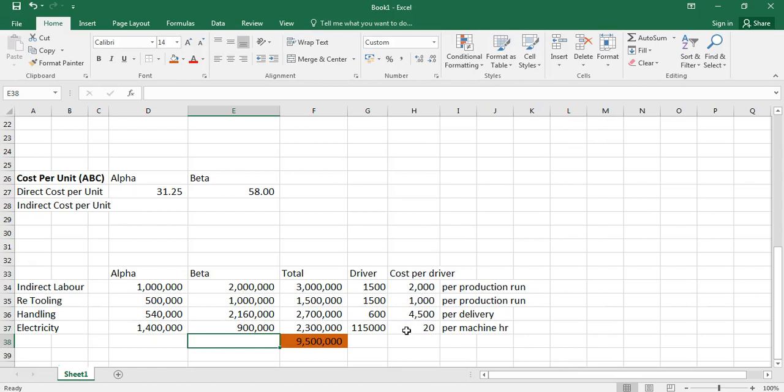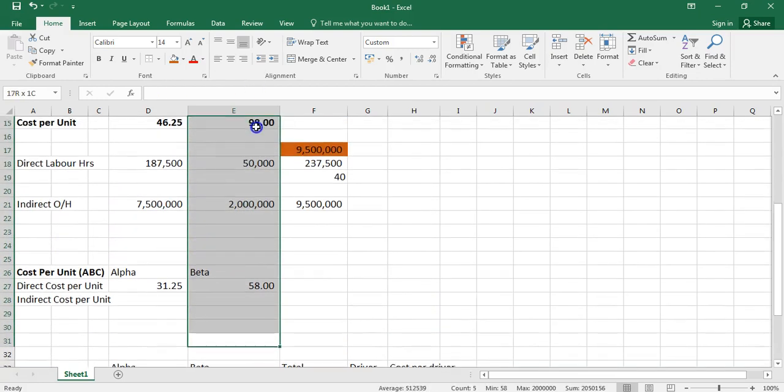So the key thing to note here is we're still allocating the full cost. So 3 million allocated for indirect labour, 1.5 million for retooling, 2.7 for handling, and 2.3. But what we're doing is using different apportionment ratios depending on what we think the most appropriate cost driver is. So overall, if you add them up, there is 3.4 million going to alpha and 6 million going to beta. So that's a big change. There's a lot more going to beta than there is alpha.